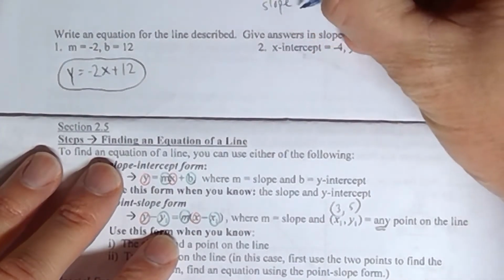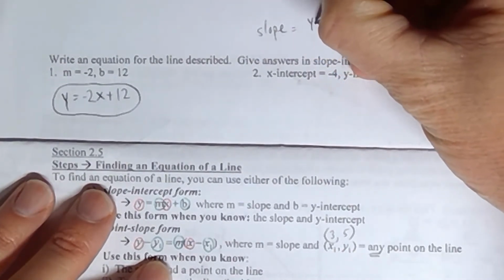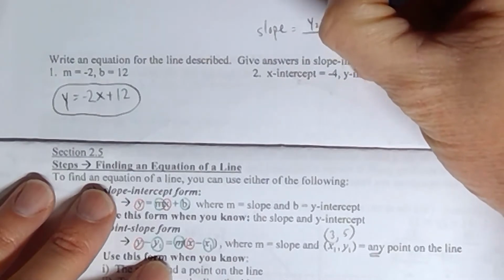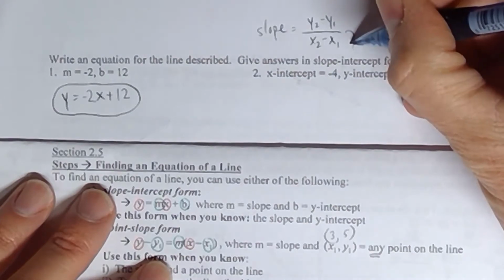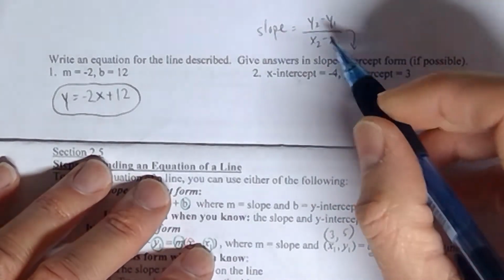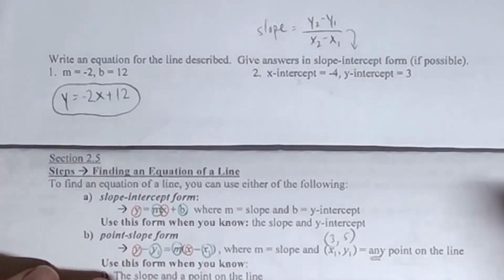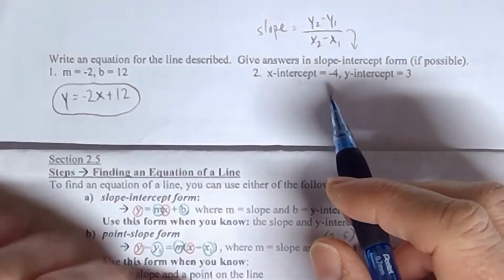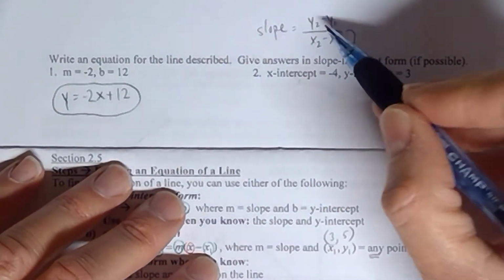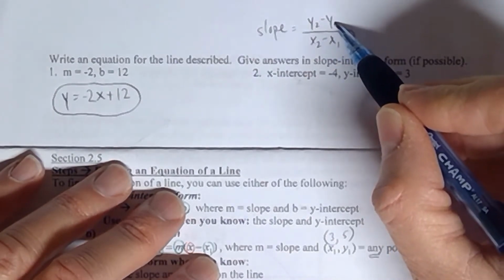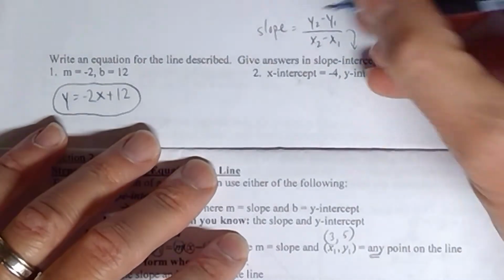Slope is equal to y2 minus y1 over x2 minus x1. What that means is, if you have two ordered pairs that they gave you, which they did give you here, and I'll explain that in a minute, you plug in the second y, the first y, the second x, and the first x into those four slots on the top and bottom.